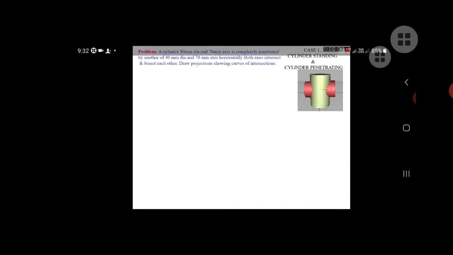So in case of cylinder with cylinder, there is one. The first case is square prism standing and square prism penetrating. So in that we see two prisms as shown in the figure. The first prism is vertical, another is horizontal.